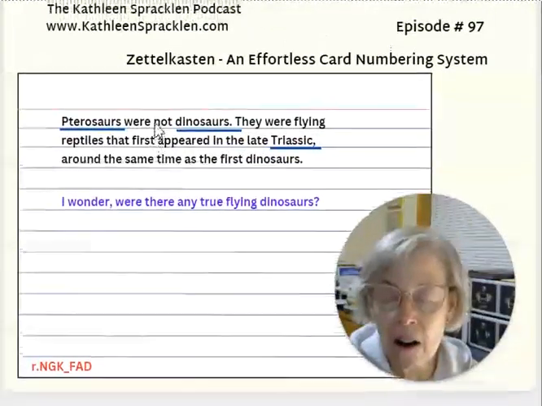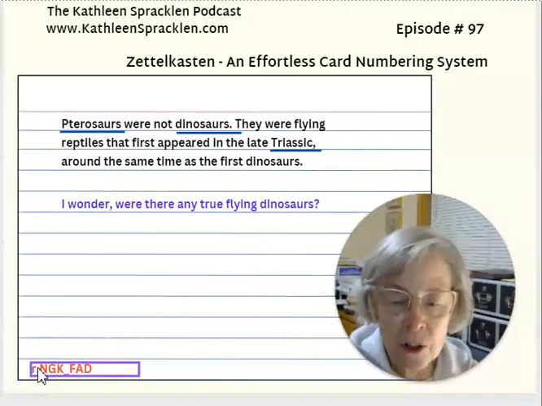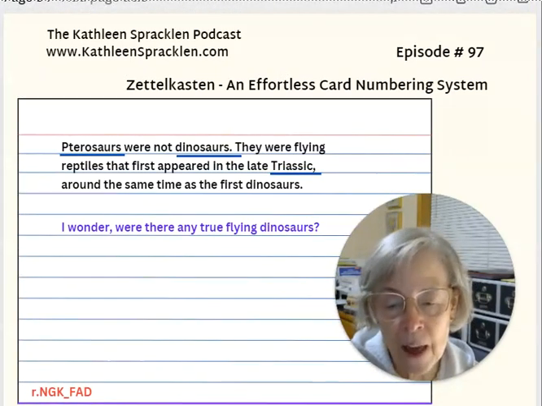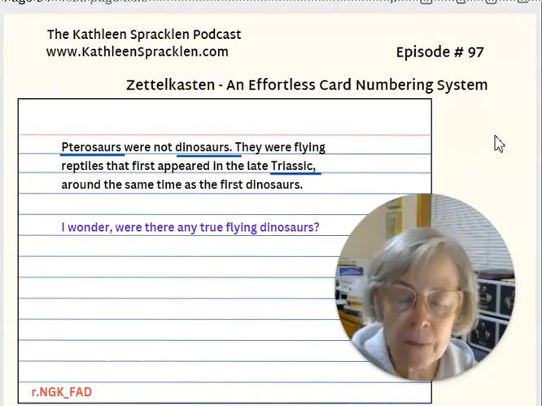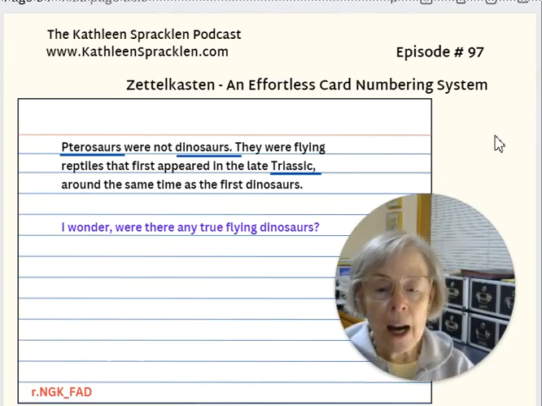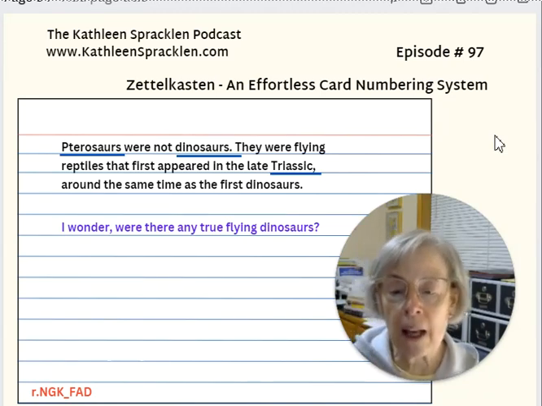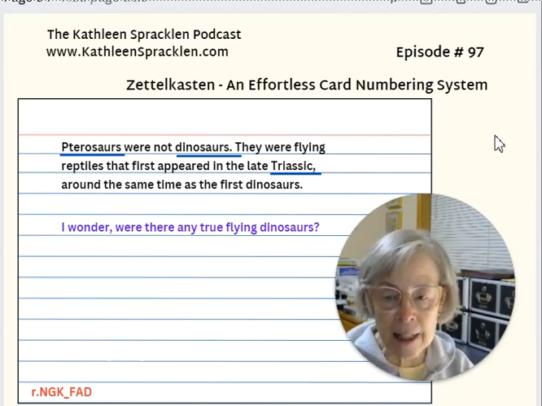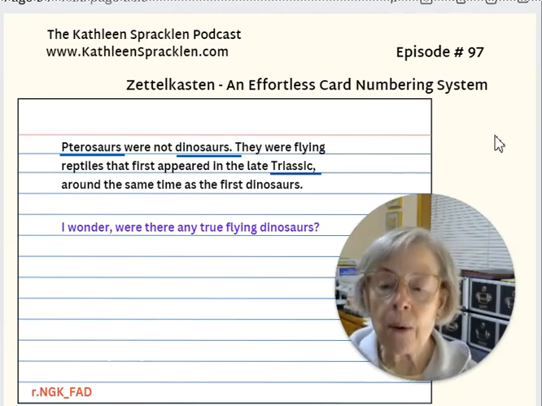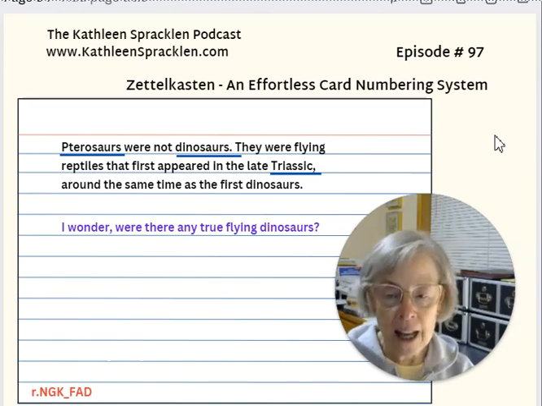So now you get another card. Let's say the next card is from National Geographic for Kids, and this one is 1,000 Facts About Dinosaurs. Here's one of their 1,000 facts: Pterosaurs were not dinosaurs. They were flying reptiles that appeared in the late Triassic around the same time as the first dinosaurs. Well, what card number is this card going to get?